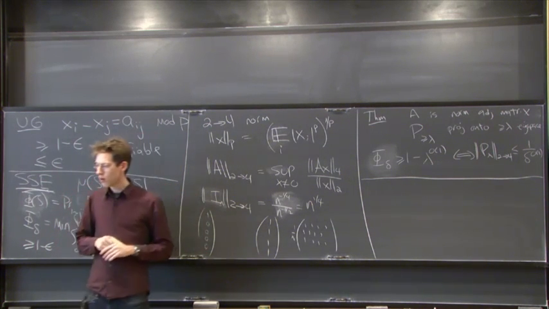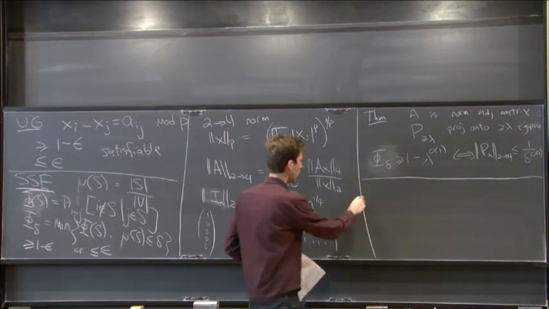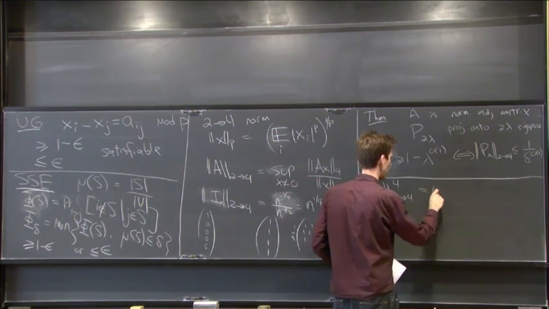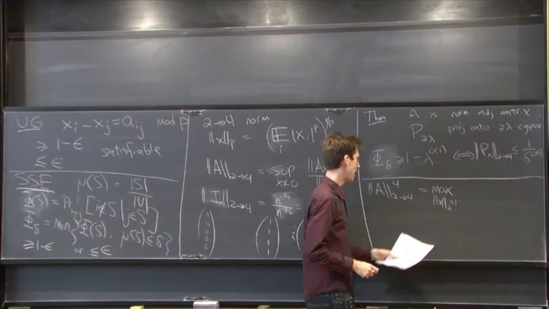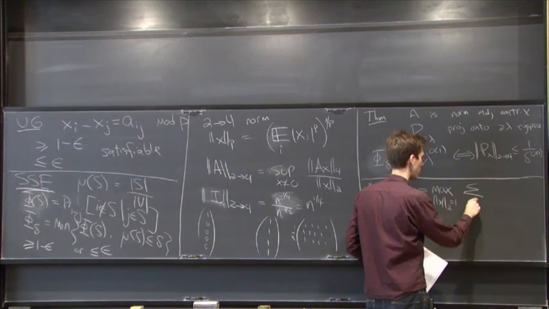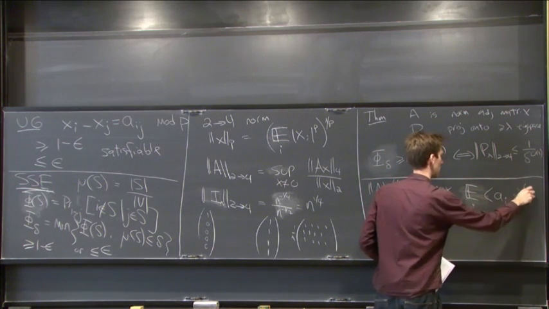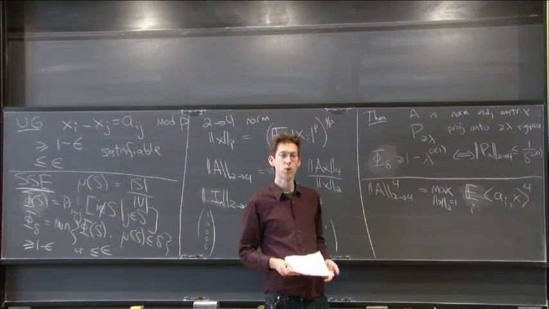OK, so this is a little bit more analytic, and from here, now we want to ask about how can we solve this problem? How can we compute the 2 to 4 norm? One way to do it, so let's take the 4th power. And then what is this? This is the maximum over unit vectors of the expectation over i of the inner product of a_i and x to the 4th, if the a_i's are the rows of A.